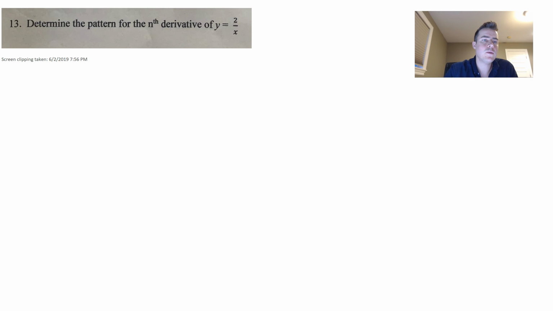All right, and then the last question says, determine the pattern for the nth derivative of y equals 2 over x. Okay, well, let's kind of just see what's going on here. So let's take some derivatives and see if we can determine a pattern. So 2 over x, remember, is the same thing as 2x to the negative 1. Okay, so let's do out a few derivatives and then see if we can come up with the pattern here.